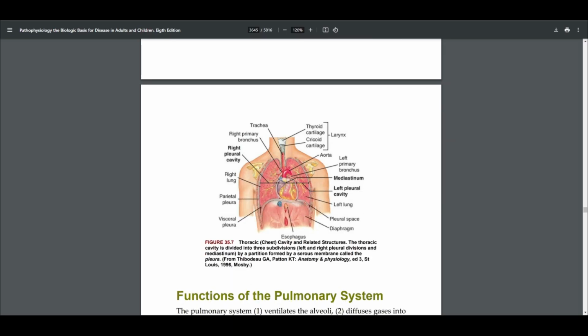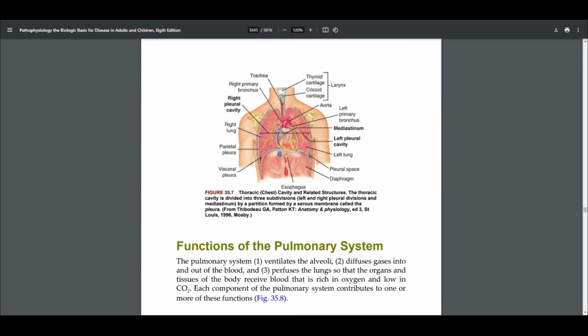Here we're taking a look at the thoracic chest cavity and its related structures. The thoracic cavity is divided into 3 subdivisions: the left and right pleural divisions and the mediastinum, by a partition formed by a serous membrane called the pleura.